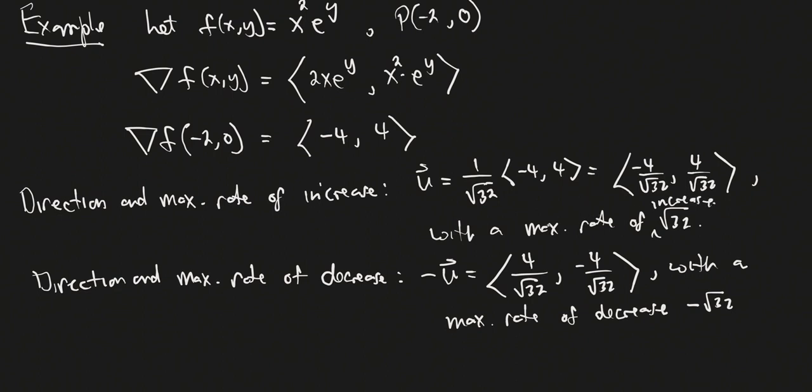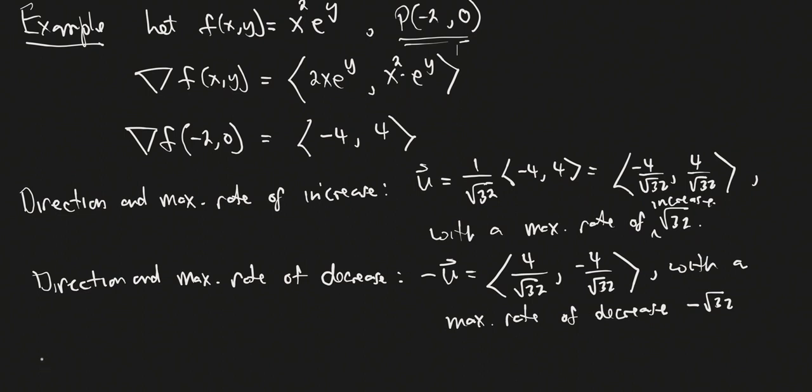There we go. So again, if we're starting at this point, and if we move in the direction of this unit vector, then we would observe the largest possible rate of increase in our z value, and that will be root 32. If we go in the direction opposite of that, we will observe the maximum rate of decrease being negative root 32.